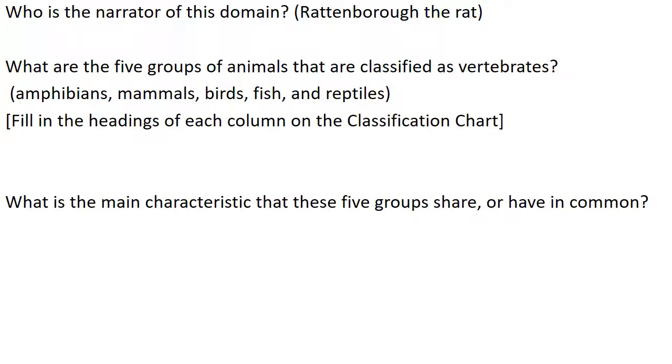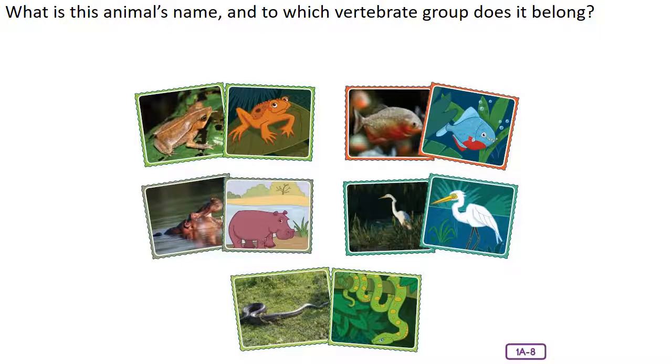Amphibians, mammals, birds, fish, and reptiles. Good job. There should be a classification chart if you're in class that I'm doing that with. Fill out the headings in each of those columns as we discuss these animals in the next several days. Yay! What is the main characteristic that these 5 groups share or have in common? A backbone. Good job. That makes them vertebrates.